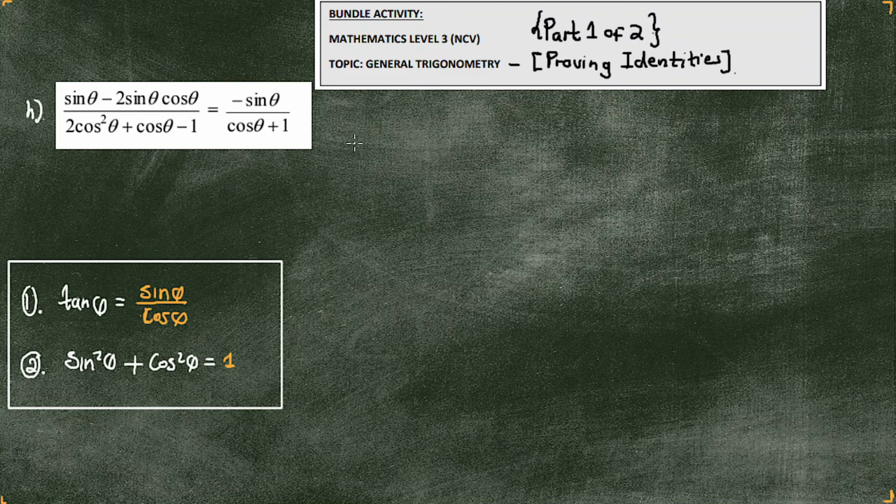Alright, so here, left hand side, we have the sine theta. Wait a minute, I see a common factor here. Why not take it out? Let's start with that. So sine theta, get out. We're now left with the 1 minus 2 cos theta over.